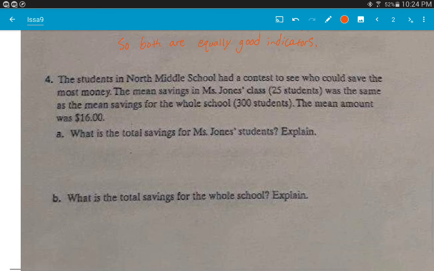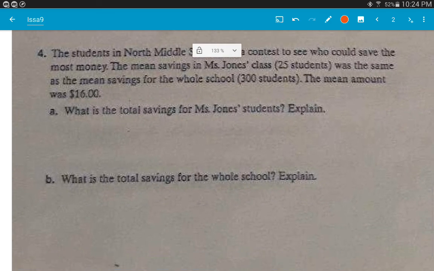The students in North Middle School had a contest to see who could save the most money. The mean savings in Ms. Jones' class, 25 students, was the same as the mean savings for the whole school, 300 students. The mean amount was $16. What is the total savings for Ms. Jones' students?